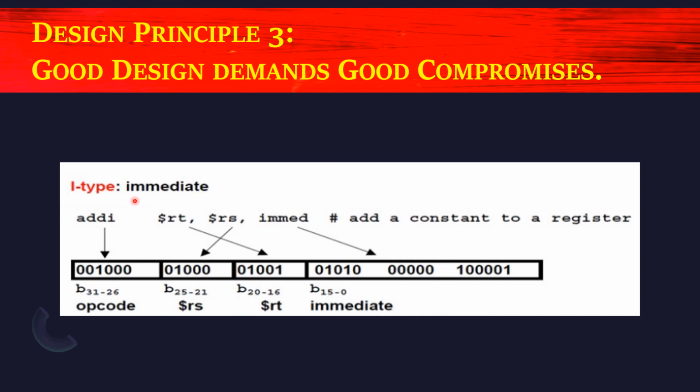Now let's look at an example. We are given an immediate instruction. The opcode of the instruction is stored in the first 6 bits. The source registers are stored in the next 10 bits, and the 16 bits can be used for storing the immediate value.